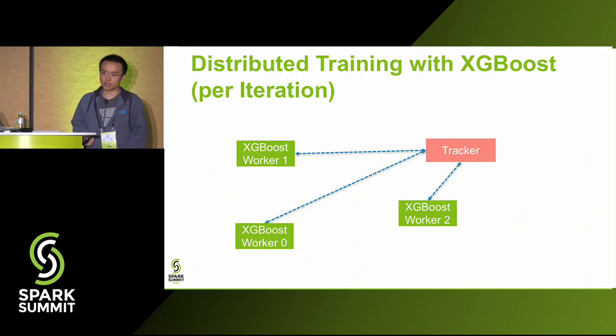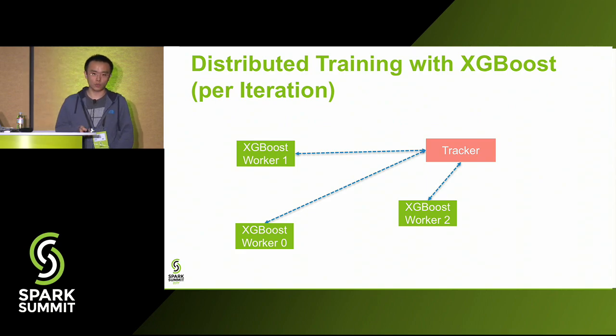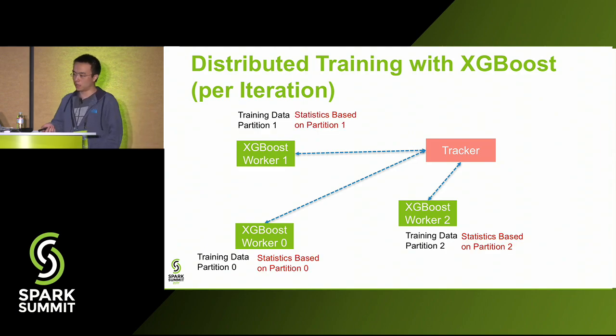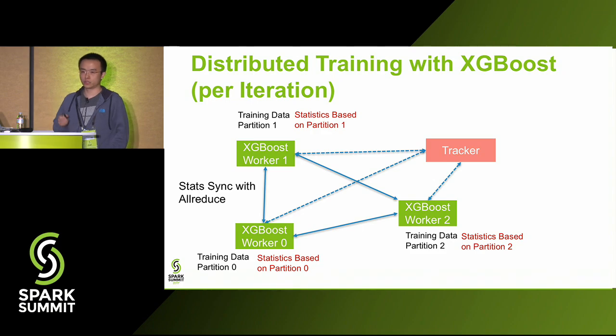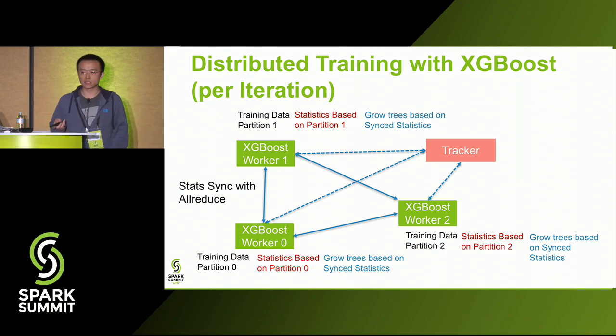For the execution layer, let's first review how distributed training with XGBoost works. In XGBoost, we have a central control process called the tracker, and we have distributed workers. Each worker takes a partition of training data and locally computes some local states. Then, with the allreduce algorithm, it synchronizes these states. Finally, with those synchronized states, it grows the tree. Our task is to run this model in a Spark cluster.